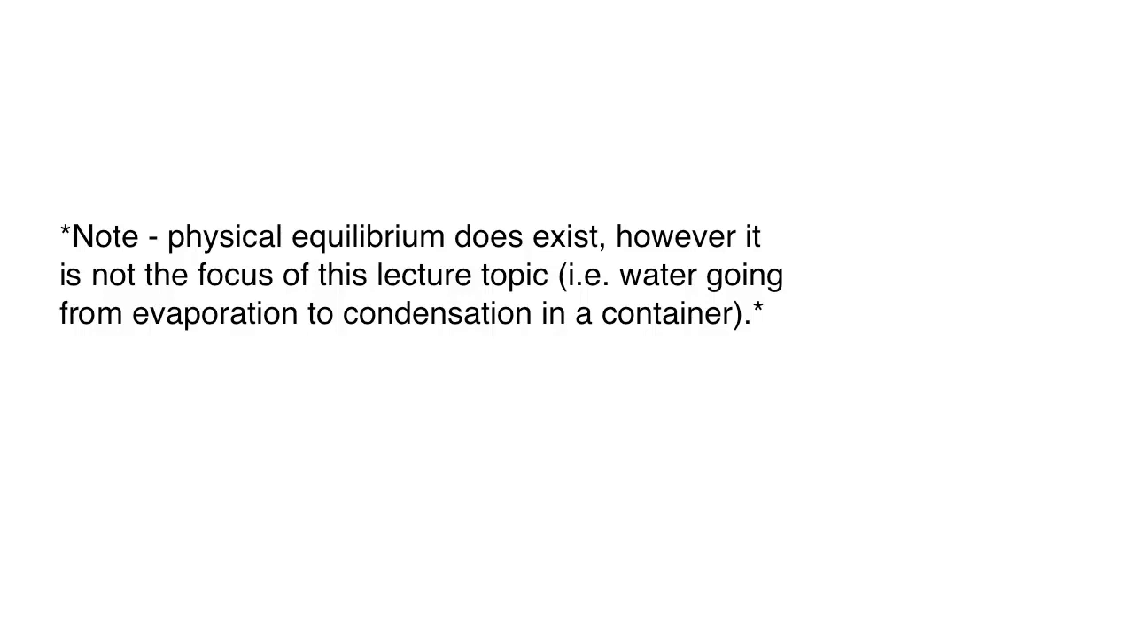Those are two separate types of changes. In one, you're just changing the state of matter. In the other, you're actually changing the chemical identity of the matter. So you have chemical changes and physical changes. The same thing is true of equilibrium. You can have physical equilibrium, for instance, water going from evaporation to condensation, right? Or you could have a chemical equilibrium, which is a different type of reaction. Maybe water becoming hydrogen and oxygen gas.